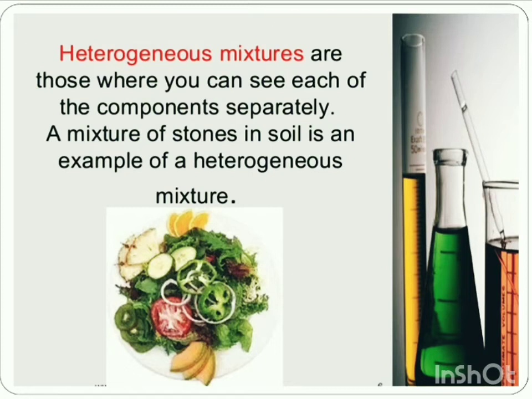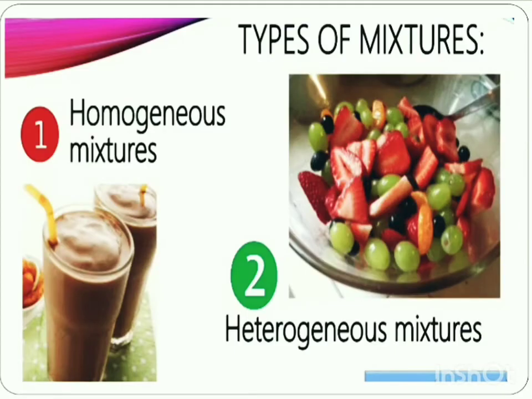Heterogeneous mixtures are those where you can see each of the components separately. A mixture of stones in soil is an example of a heterogeneous mixture, as well as salad, as you can see on the screen, that is the vegetable salad. Each component is a different one. The texture and the appearance is not the same. That's why it is a heterogeneous mixture.